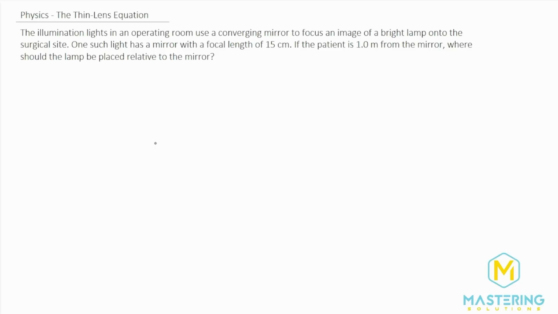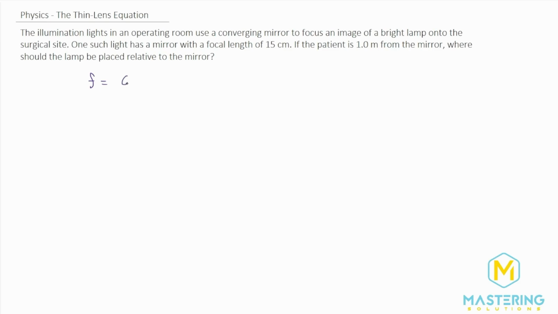Welcome to Mastering Solutions. In this problem, let's make a list of everything that we're given. We're told that the focal length of the mirror is 15 centimeters. So we have a converging mirror. So the focal length, or the power of the mirror, is always going to be positive.